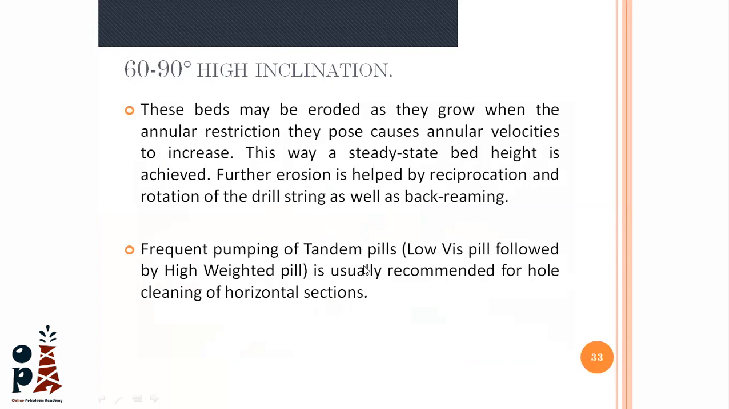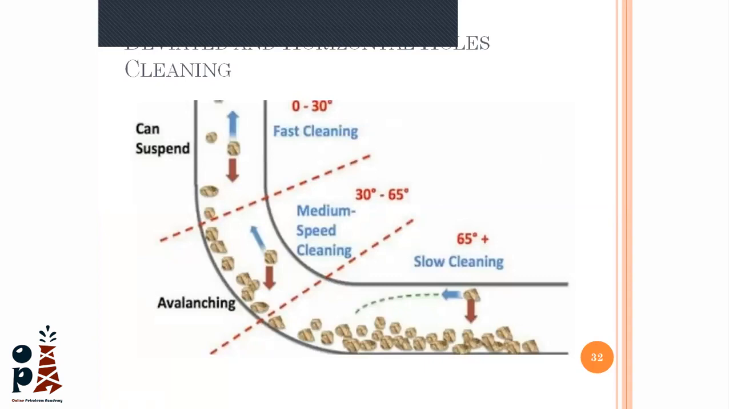What are tandem pills, guys? It is a combination of a low viscosity pill, the same mud we are using but made low viscosity, followed by a high weighted pill. Why, guys? The low viscosity pill is used to make turbulent flow, to make extra agitation in the well, so that we can remove this cutting, followed by a high weighted pill to help carry this cutting and stop it from going down again to the low side of the well.